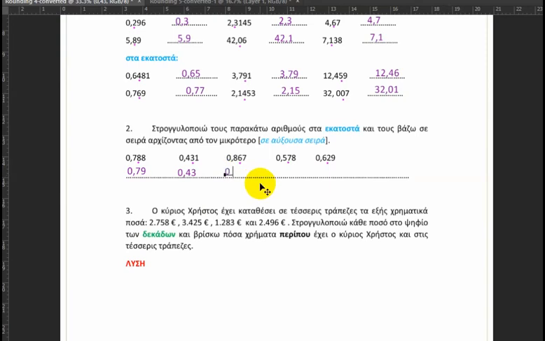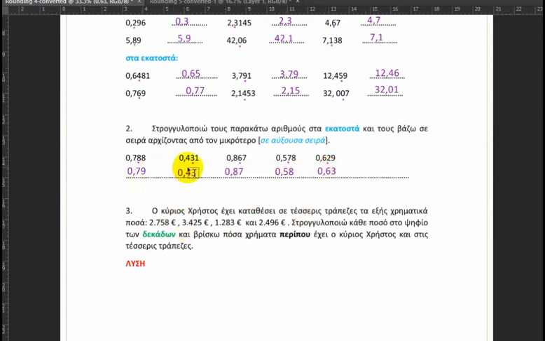Then the 6 becomes 7, because 7 is a big number, so 0.87. Then 7 becomes 8, because 8 is a big number. And lastly, the 2 becomes 3, because 9 is a big number. All right, now let's put them in order.